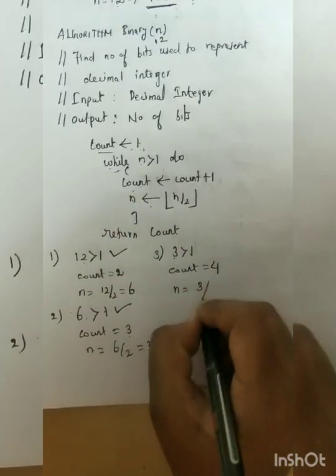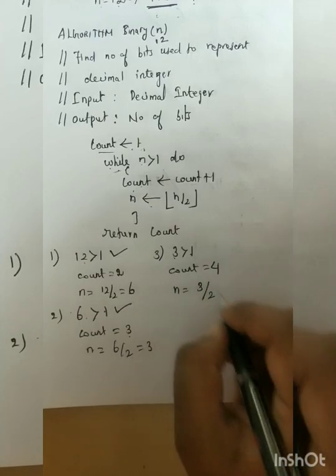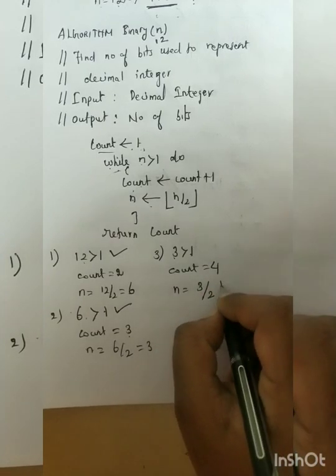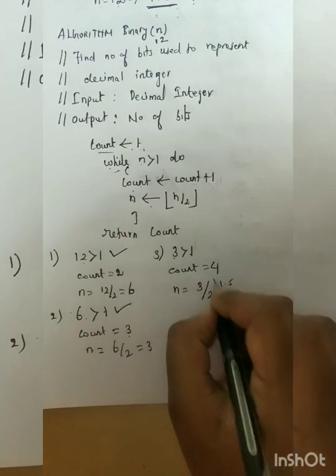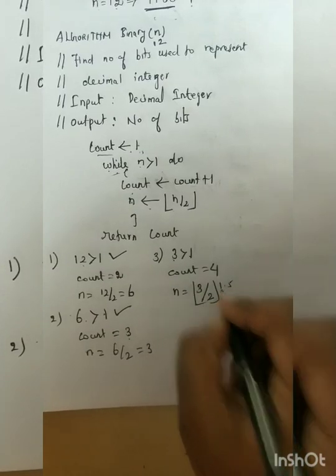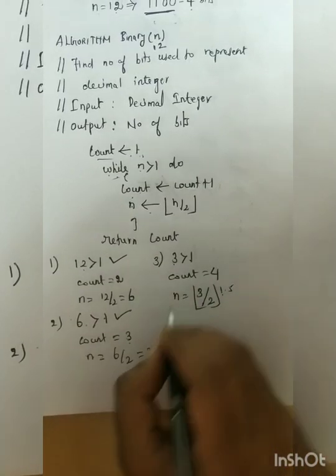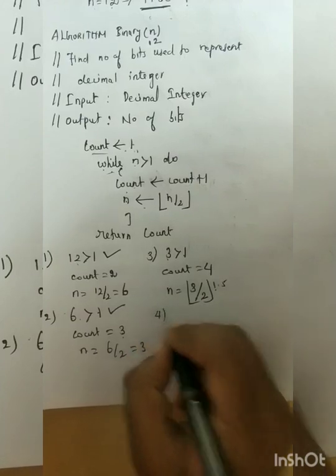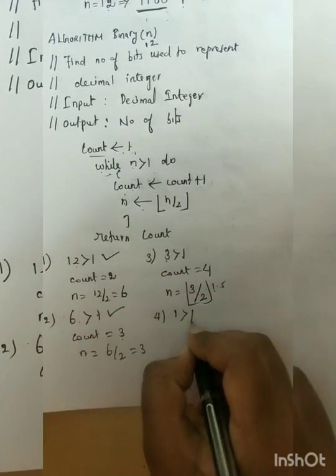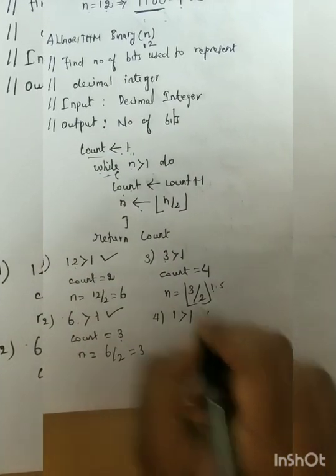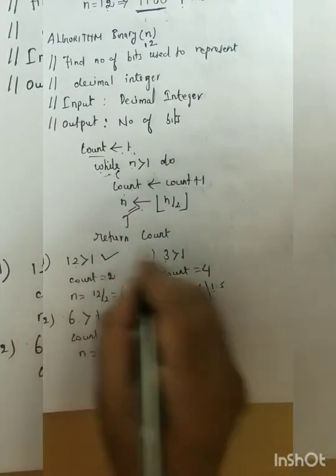n is 3, so 3 by 2 means that is 1.5. That is floor value, it will take only 1. So in the next iteration, n value is equal to 1. The fourth iteration, 1 is greater than 1, condition fails. So it will terminate the loop and return the count.